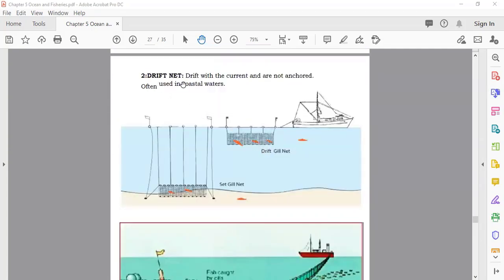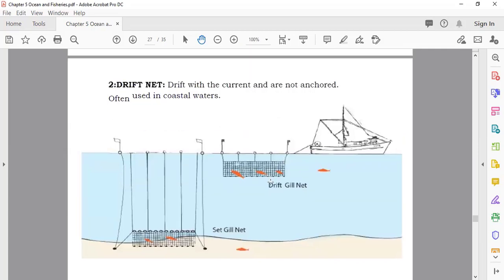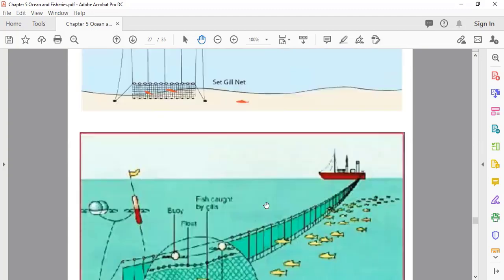After that, the drift net, also known as the drift gill net. You will put them here, the fish will come, and when they touch this, their gills will get stuck in it, and you can catch them. So this is known as drift net or drift gill net. These two names can be used, it's the same thing.